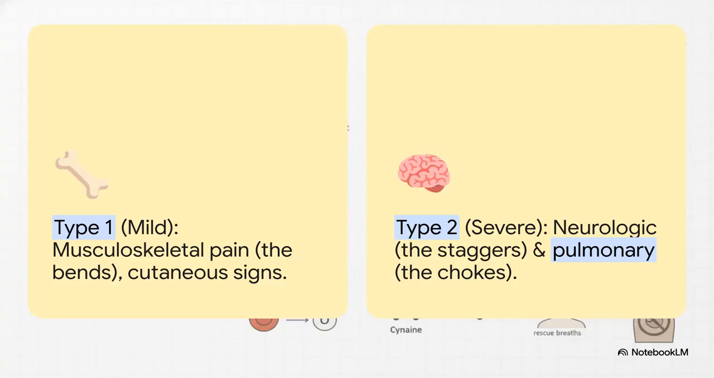Decompression sickness happens when a rapid ascent from deep environments causes a sudden drop in ambient pressure, forming nitrogen gas bubbles right inside the body. Type 1, known as the bends, gives you mild musculoskeletal pain, itching, and skin mottling. Type 2 is much more severe. You get neurologic deficits called the staggers, or severe pulmonary distress and localized ischemia known as the chokes. Immediate management here requires 100% oxygen, IV fluids, and hyperbaric oxygen therapy to shrink those bubbles and restore tissue perfusion.